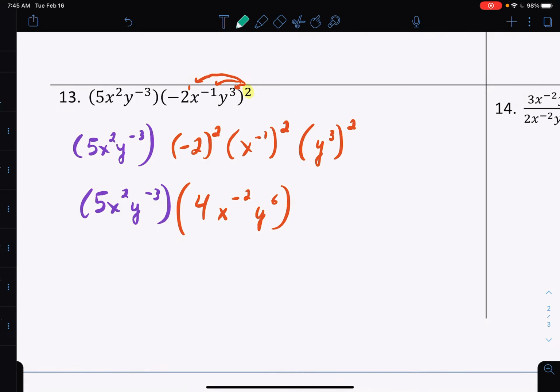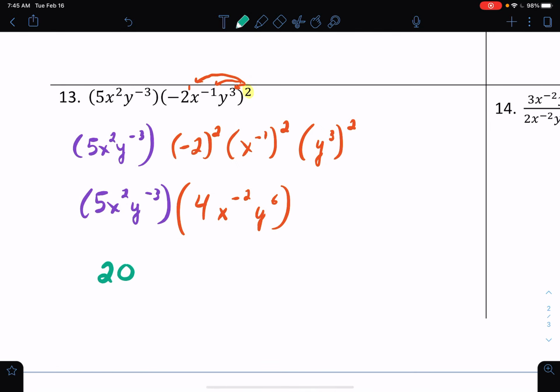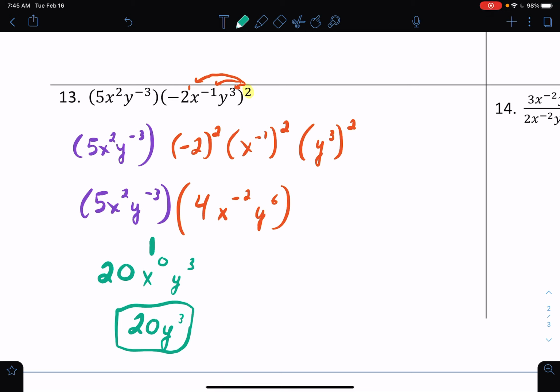So now I can multiply these two, the purple and the orange, these two exponential expressions together. 5 times 4 is 20. x squared times x to the negative 2nd. If I add those exponents, I get x to the 0. And then y to the negative 3rd times y to the 6th. If I add those exponents, I get y to the 3rd. x to the 0 is just 1. So this is going to simplify to 20y to the 3rd.